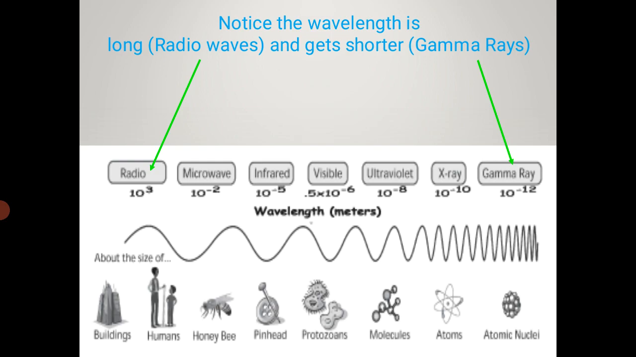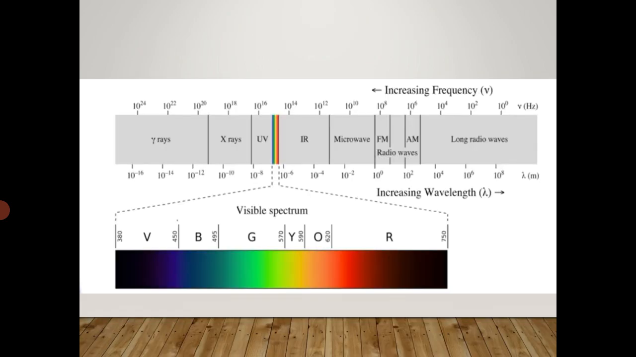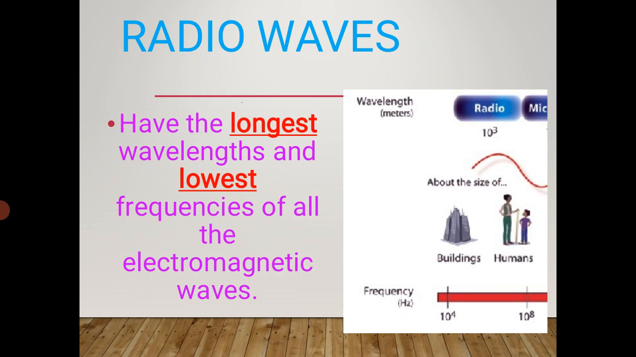Notice the wavelength goes from long to shorter. Longer wavelength is radio waves, microwave, infrared, visible, ultraviolet, X-ray and gamma ray. Shortest wavelength is gamma rays. Radio waves have the longest wavelength and lowest frequency of all the electromagnetic waves.